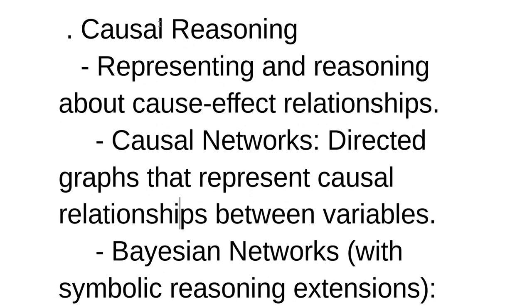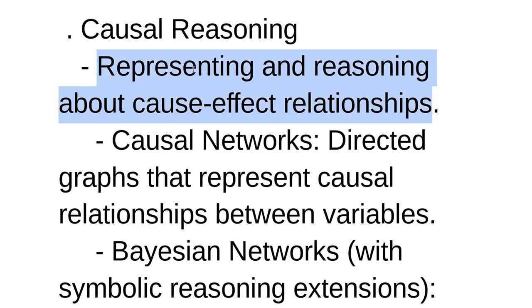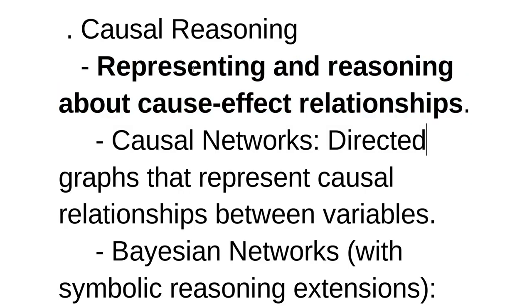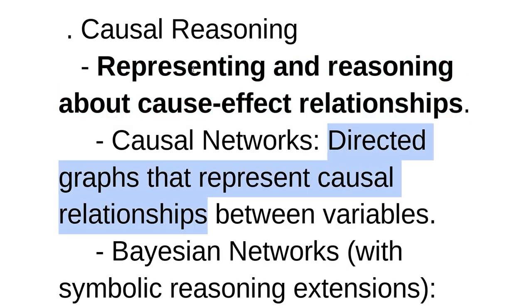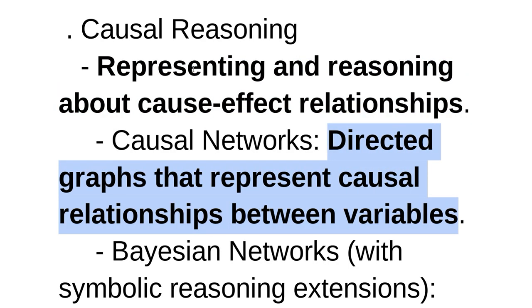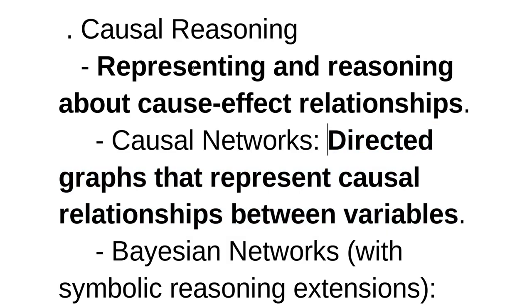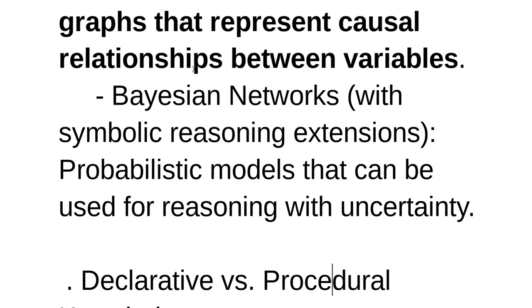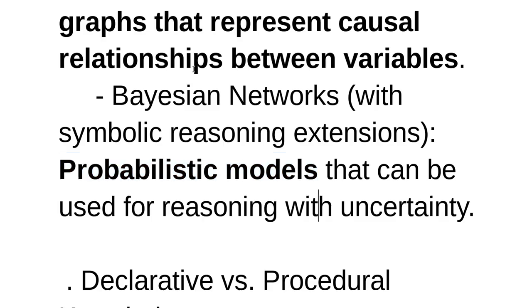Causal reasoning is representing and reasoning about cause-effect relationships. Causal networks are directed graphs that represent causal relationships between variables. Bayesian networks with symbolic reasoning extensions are probabilistic models that can be used for reasoning with uncertainty.